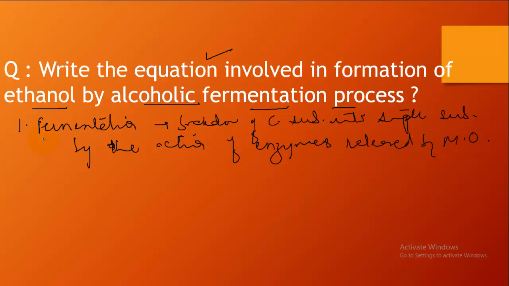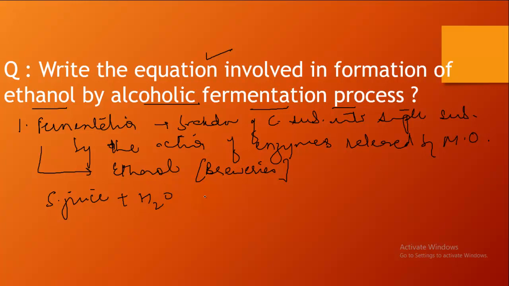microorganisms. And this method is basically used for the formation of ethanol, and it takes place in breweries, right? Because we know that ethanol is the major content, or you can say the major percentage, which is present in hard drinks. So how do we form it? We take sugarcane juice, add water to it, heat it, and we get a thick sweet substance, which is called molasses.